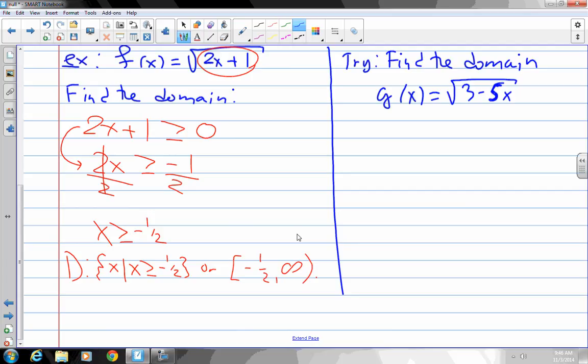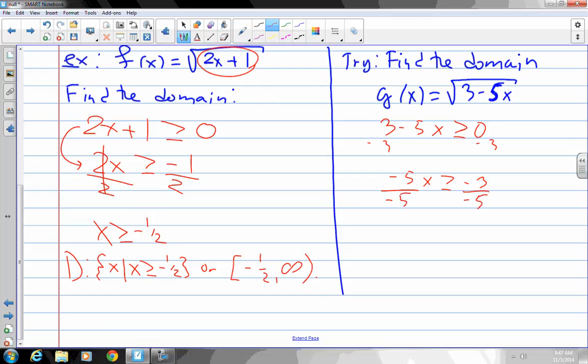So did anyone find the domain? Okay, let's try. So what did you do? What was the first thing? All right, so 3 minus 5x. Okay. That's correct. So that's how we started these problems. Now what? All right, subtract 3 from both sides, so it's negative 5x is greater than or equal to negative 3. Okay, so divide by negative 5.